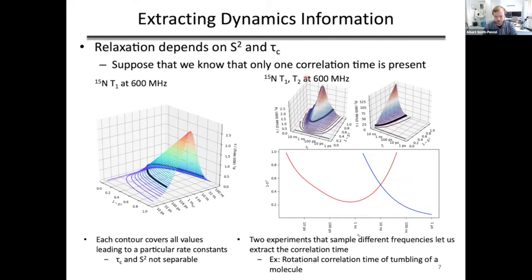But if I have a second measurement, then each measurement provides me with a contour. And I can put those two contours in a single plot, and where they intersect is my correlation time and my order parameter, my amplitude.